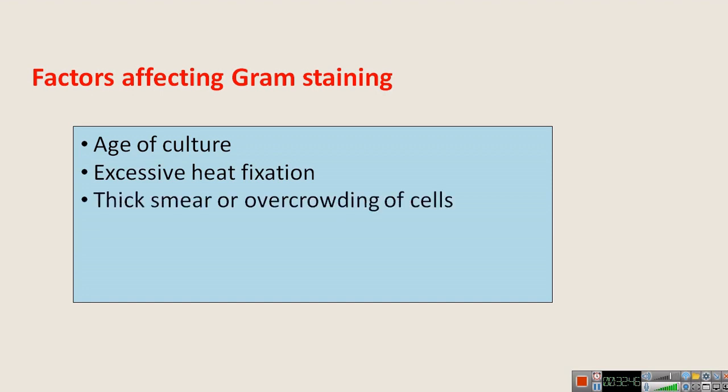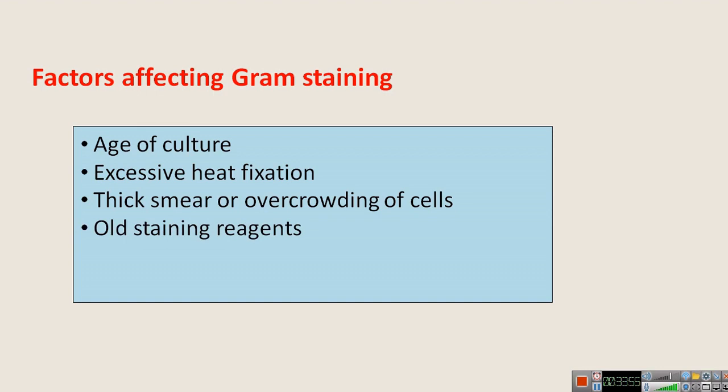The next factor is thickness of the smear. That means if you prepare a smear which is very thick, there will be overcrowding of the cells. Or even if you take a suspension which is thick, then also overcrowding of the cells will be there in the smear. Due to a thick smear, the decolorization may not take place properly, and therefore a false result may be obtained.